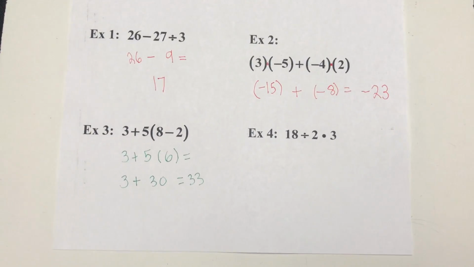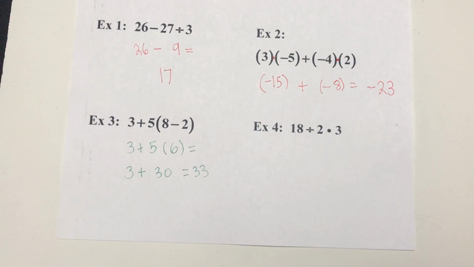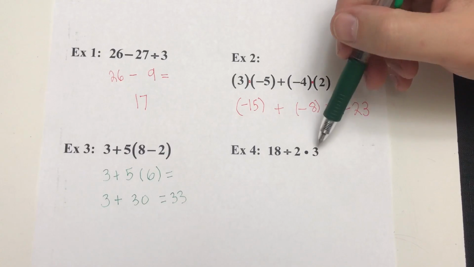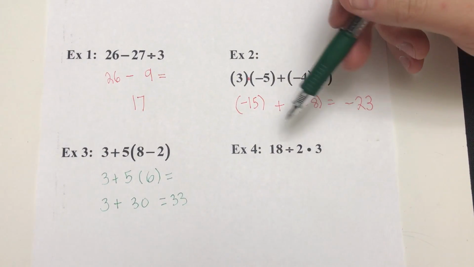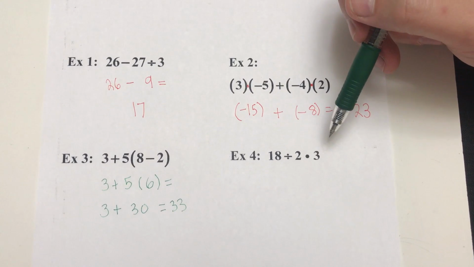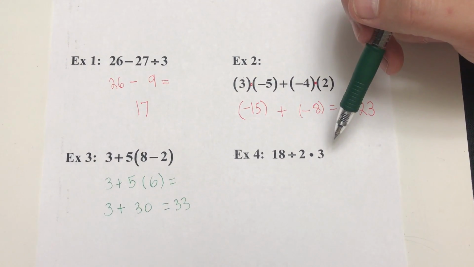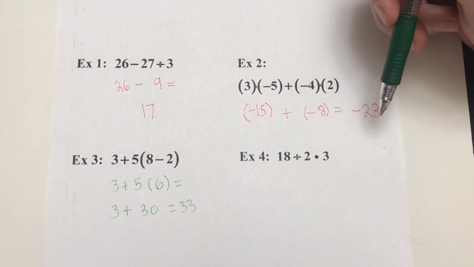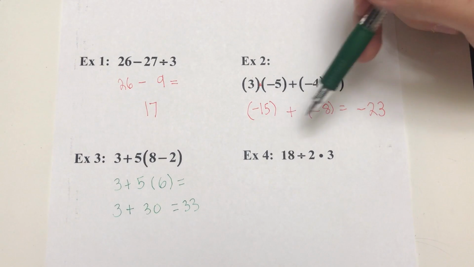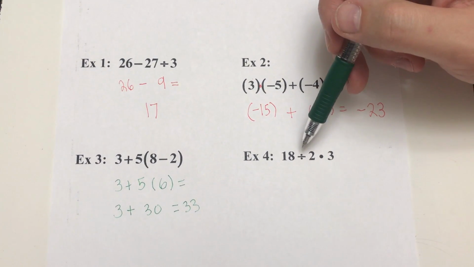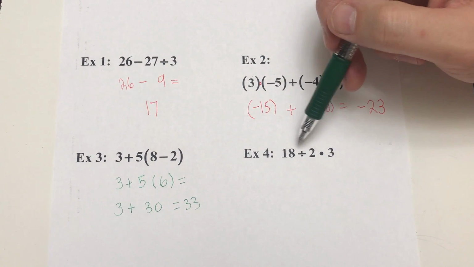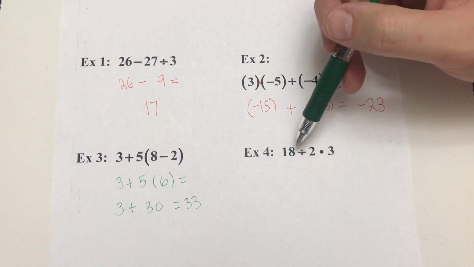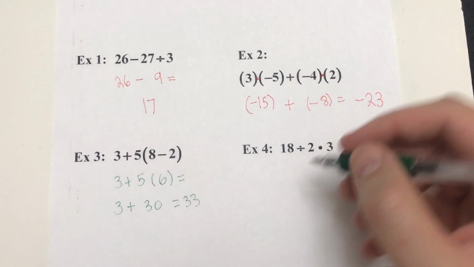And then example 4. In example 4, we have 18 divided by 2, and then the dot indicating multiplication, and 3. In this problem, there are no grouping symbols, nor are there any exponents. So the next part of the order of operations is division and multiplication. We need to do these in order from left to right. The division symbol is to the left of the multiplication symbol, so these two numbers need to be divided before we do the multiplication. 18 divided by 2 is 9.